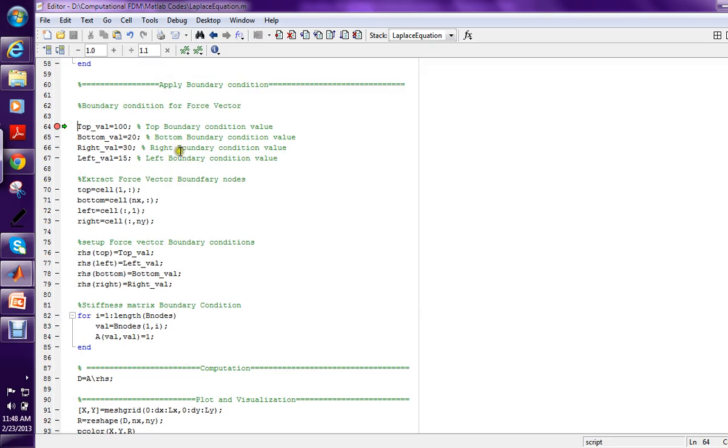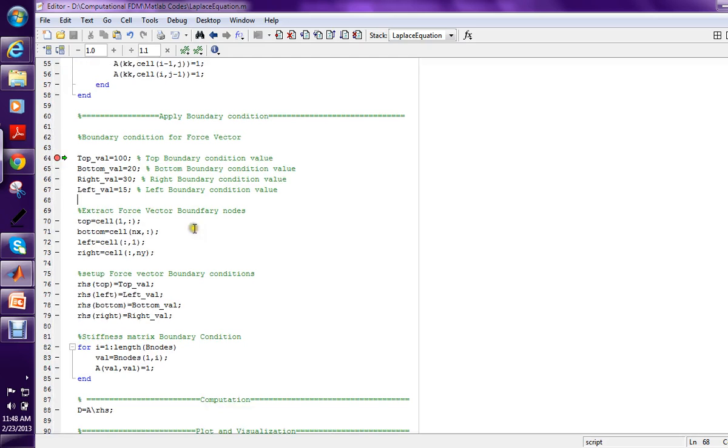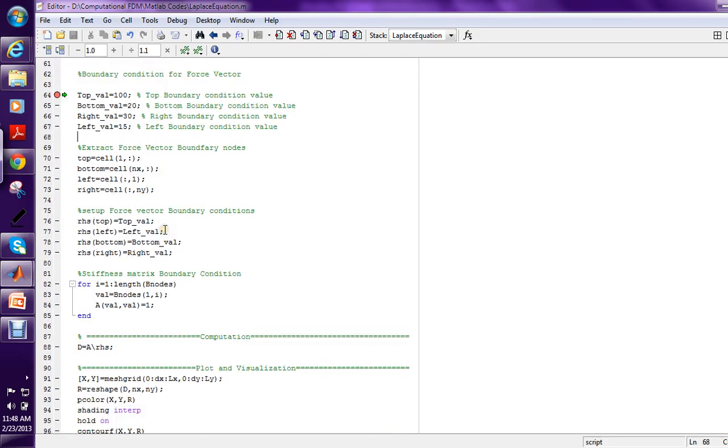Yeah, so now it's time to apply a boundary condition. How can we do that? So we determined our top boundary value should be 100 degrees Celsius, and bottom boundary value should be 20. Right boundary is 30. So how can we find out which are the bottom boundary values and top boundary values? Okay, from the cell we can find it easily.